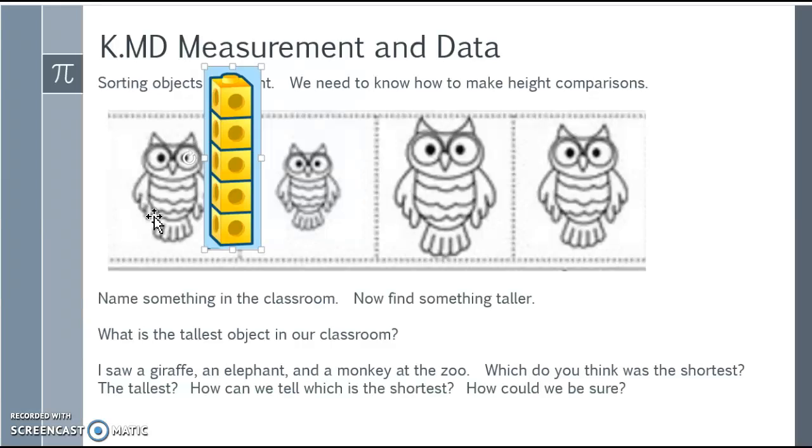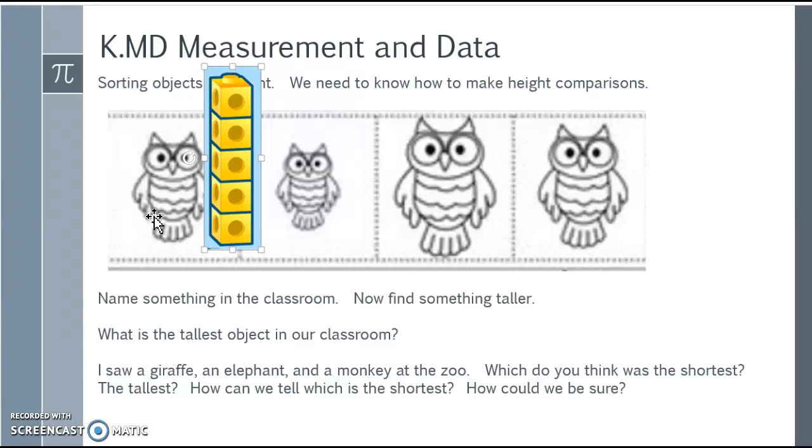You could also ask the question, name something in the classroom, such as something taller than me, something taller than you. And what is the tallest object in our classroom? Noting that there is a difference between the tallest object and the highest object, because I might be able to put a book on the very top shelf, but the book itself is not the tallest, however, it is the highest. So play on words is important to go over as well.